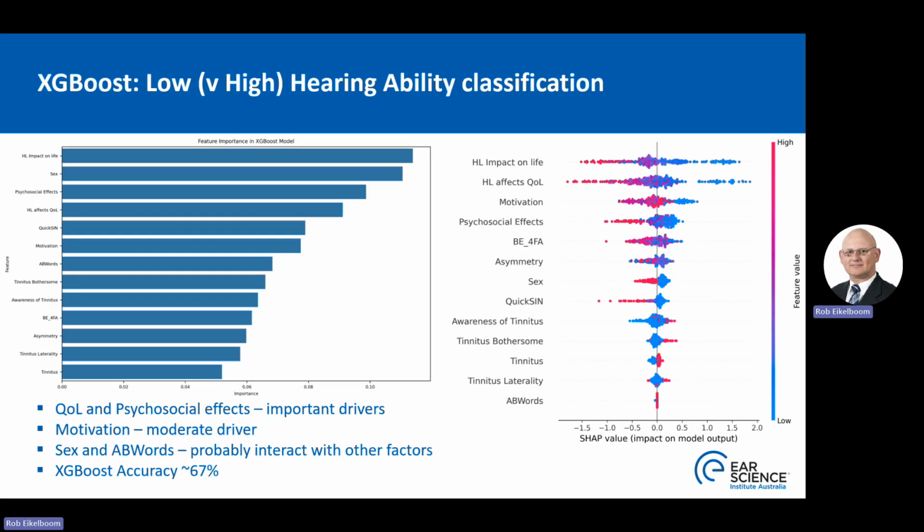Going then to those who had low hearing ability versus those with high hearing ability with normal thresholds, what differentiated the two were the quality of life measures, including the psychosocial effects of their hearing impairment. A moderate driver was their motivation. Sex and AB words, the story is a bit mixed between the importance and the SHAP values, so there appears to be some interaction between these and other factors. The model itself was not as accurate at 67%.